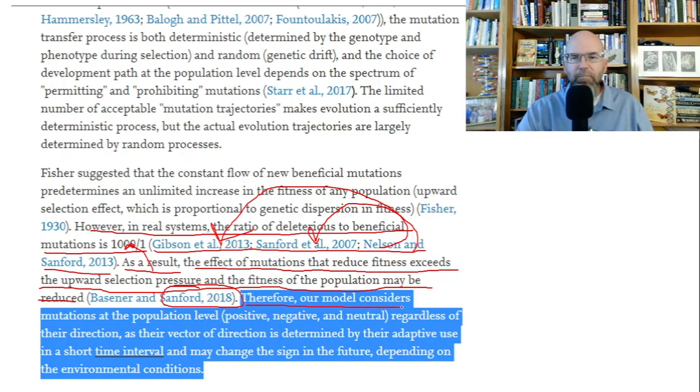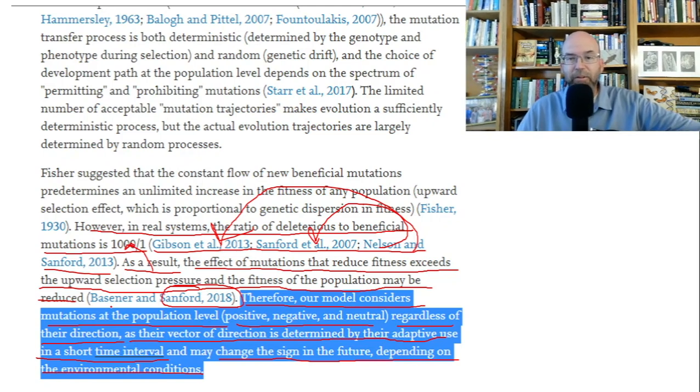Therefore, our model considers mutations at the population level, positive, negative, and neutral, regardless of their direction, whether they increase fitness or decrease fitness, as their vector of direction is determined by their adaptive use in a short time interval and may change the sign in the future depending on the environmental conditions. I actually liked this sentence a lot. I thought it was very informative, and let me try to explain why.